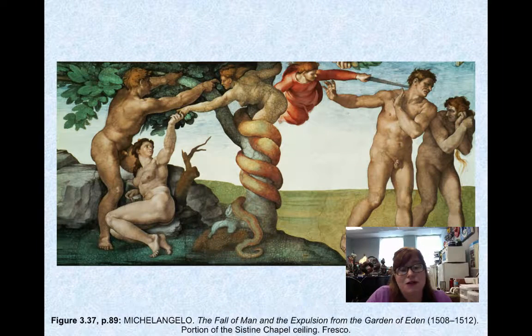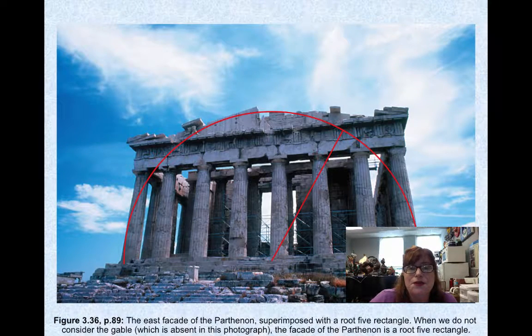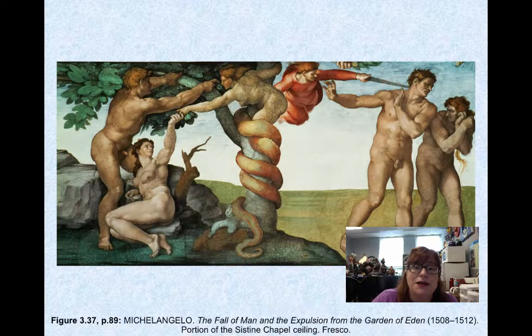And then Michelangelo also used the root 5 rectangle if you consider that line, that half circle, and the diagonal drawn. Imagine it drawn through here. You can see it in how he created his composition for the fall of man and the expulsion from the Garden of Eden that appears on the Sistine Chapel ceiling.